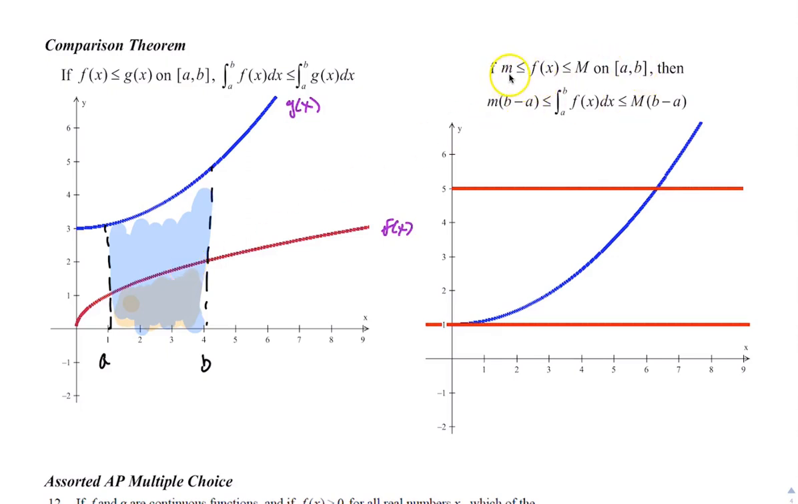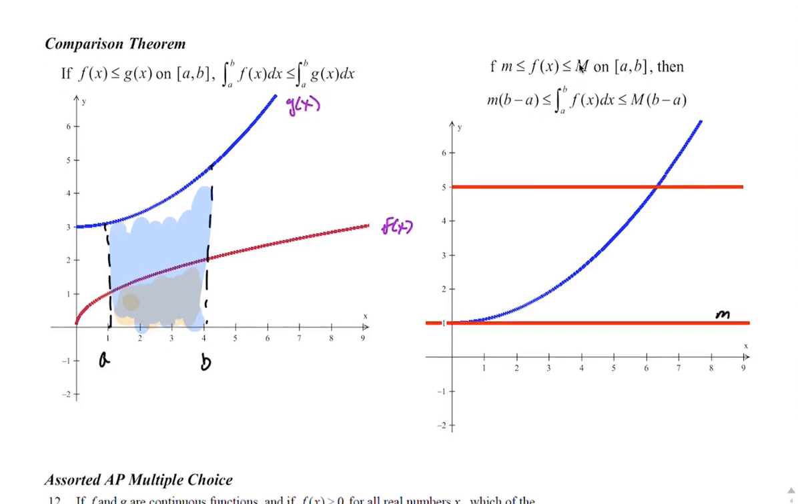If you have a line m, which is less than the function, which is less than the bigger line M on a, b, then it's saying m times (b minus a) is less than the integral, which is less than capital M times (b minus a). This comes from the fact that m's are just constants. So this is a small m, this is our capital M. Remember, those are lines. It's like y equals 1 and y equals 5, for example. So they're just lines. It's like 1 and 5.